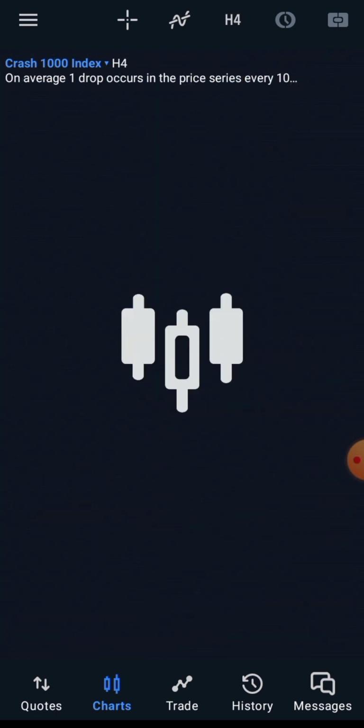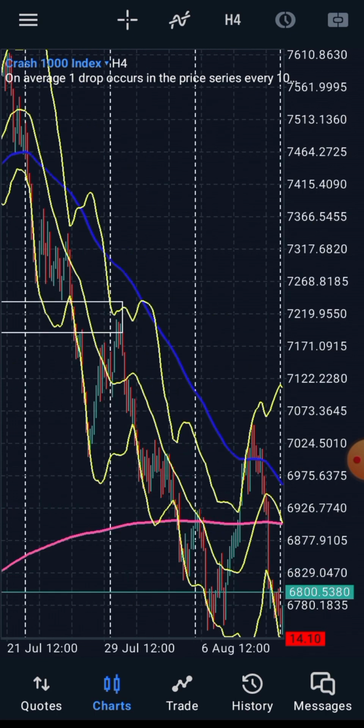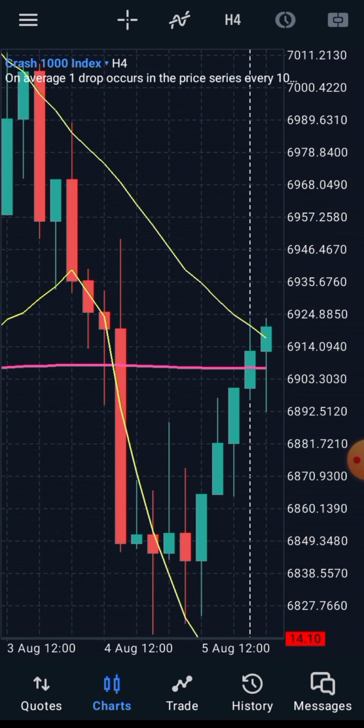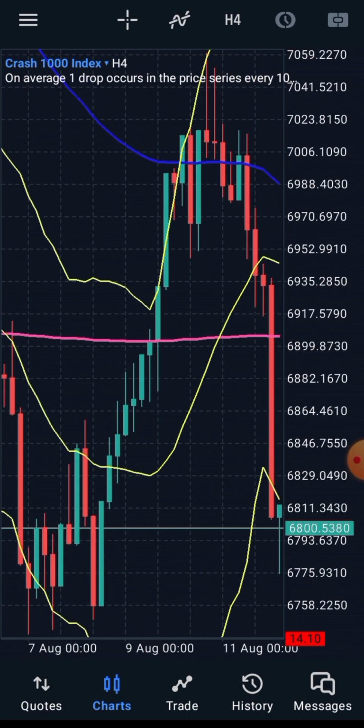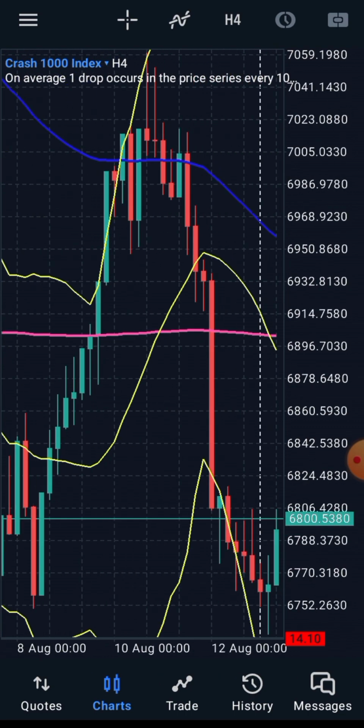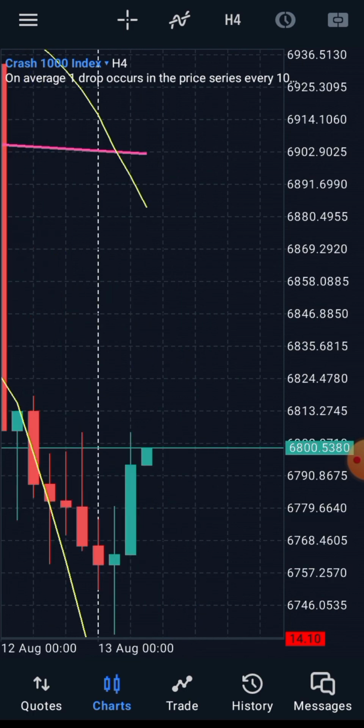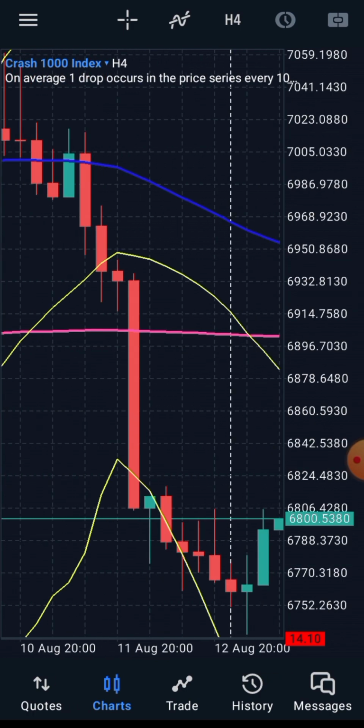You can use the 4 hours. I always use the 4 hours, the 1 hour. If I want to trade on 1 minute, I use the 4 hours. If I want to trade on 5 minutes, I use 1 day or 4 hours to know the direction of the market. Like here, you can see the market is obviously on a downtrend.